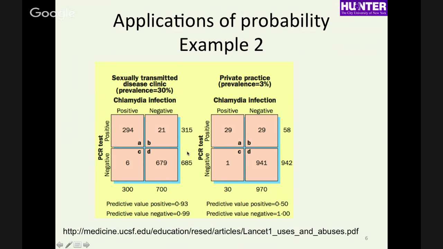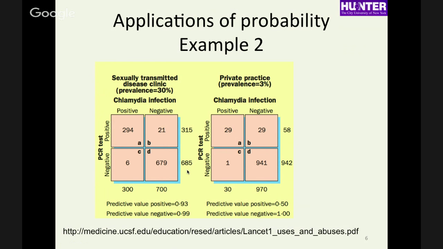So let's see. In the 30% prevalence clinic, we're writing in the margins here the numbers of patients who are negative and positive, so that 30% are positive. Does anyone remember, I think I gave you a name for those probabilities that you write down in the margins? Yeah, the marginal probabilities. So these are, when divided by 1,000, the marginal probabilities of being chlamydia positive and negative among people going into the STD clinic.